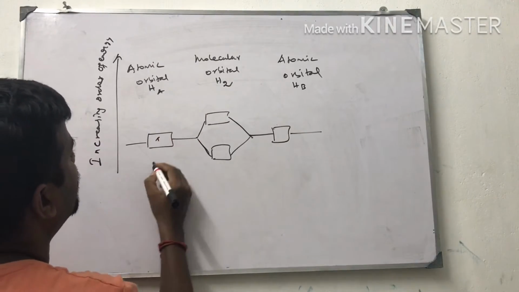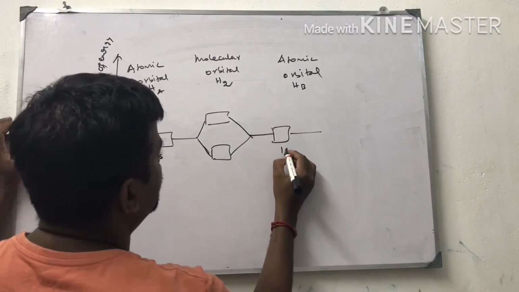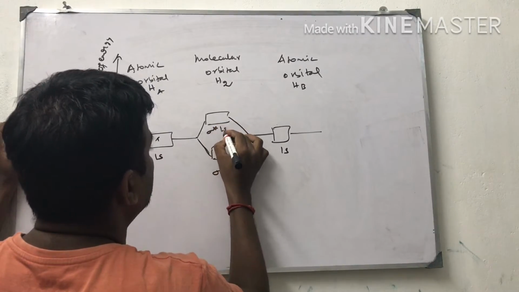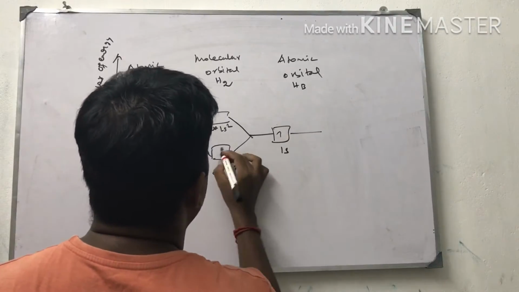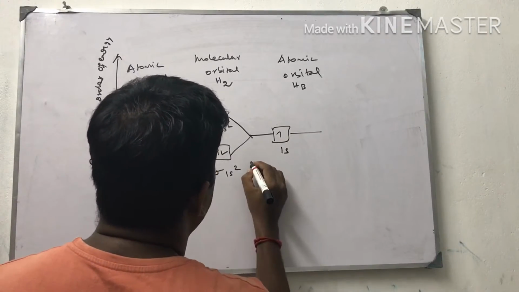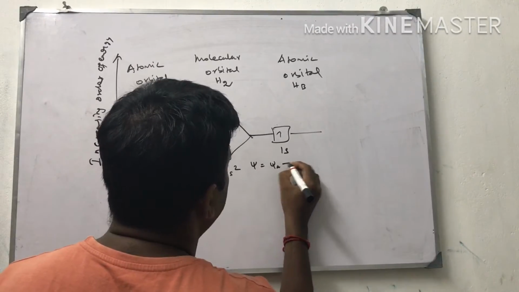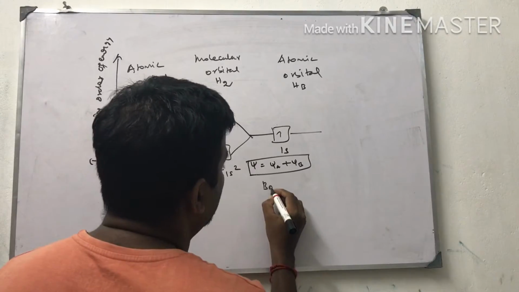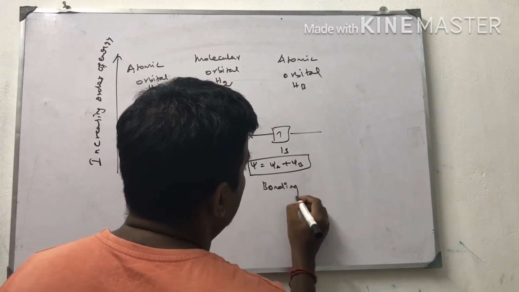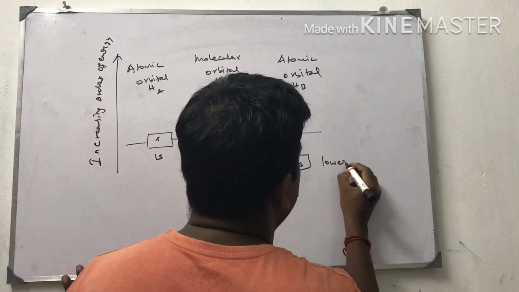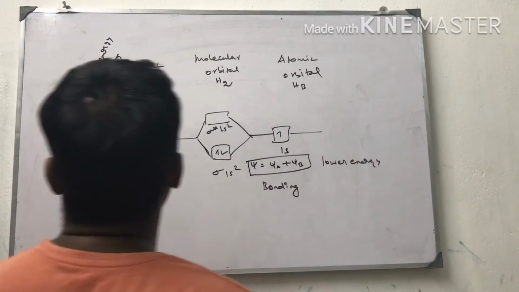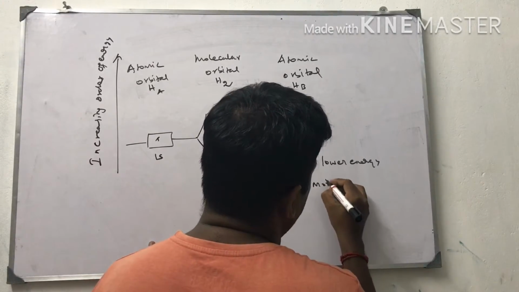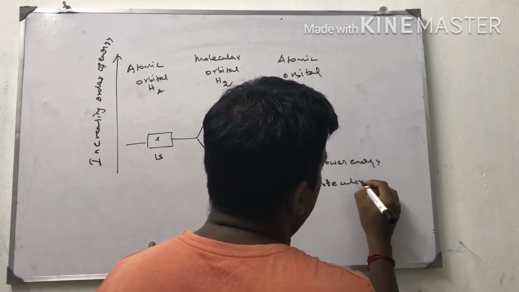Here one electron in a 1s orbital, and here also a 1s orbital, giving sigma 1s2 and sigma star 1s2. Here one electron, and they combine to form this. This is psi is equal to psi A plus psi B, the addition waveform. The bonding molecular orbital has lower energy, as energy increases like that. So this bonding molecular orbital is at lower energy.